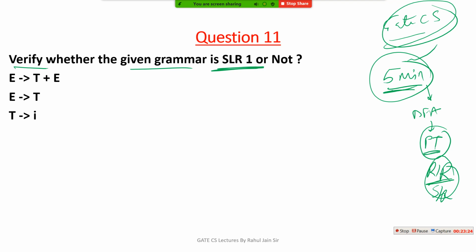Okay, 2 candidates have answered. Okay, partially. Soumya says it is SLR1, shift reduce conflict. Okay, so you are getting a shift reduce conflict. Okay, 4 candidates have solved: Bunny, Manjit, Rana, Oshali, and Soumya.